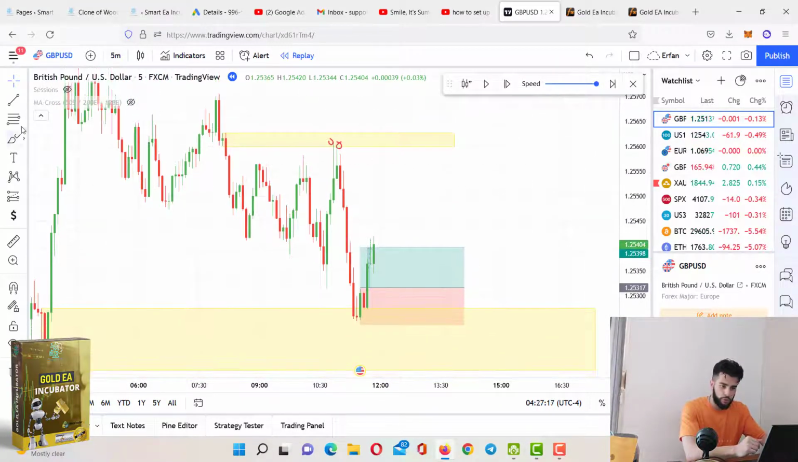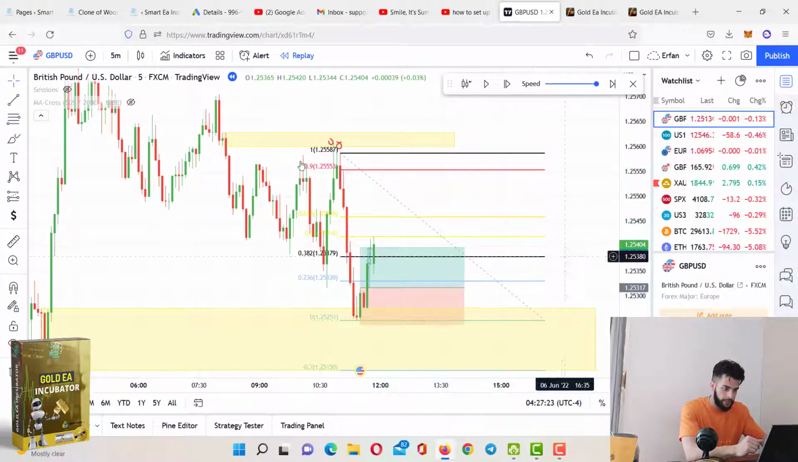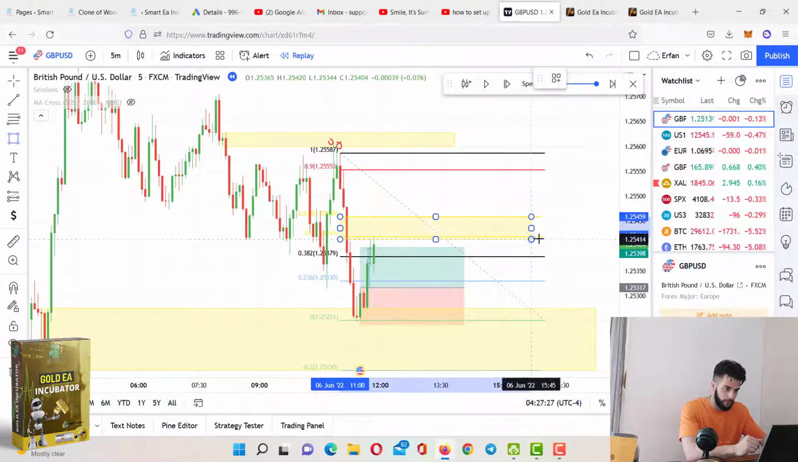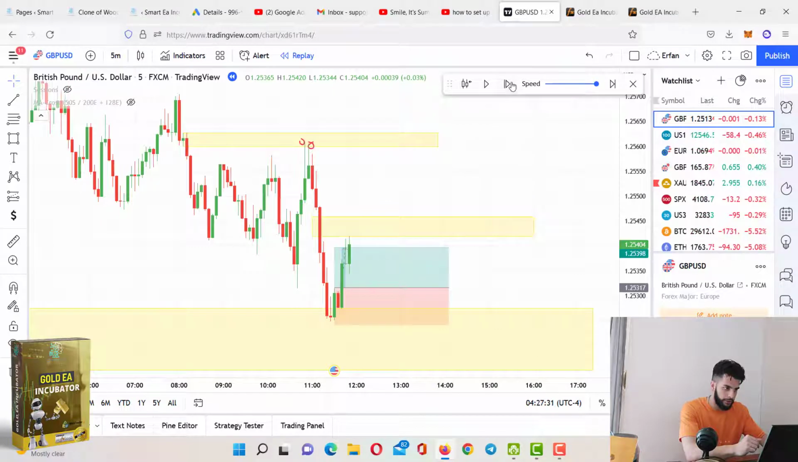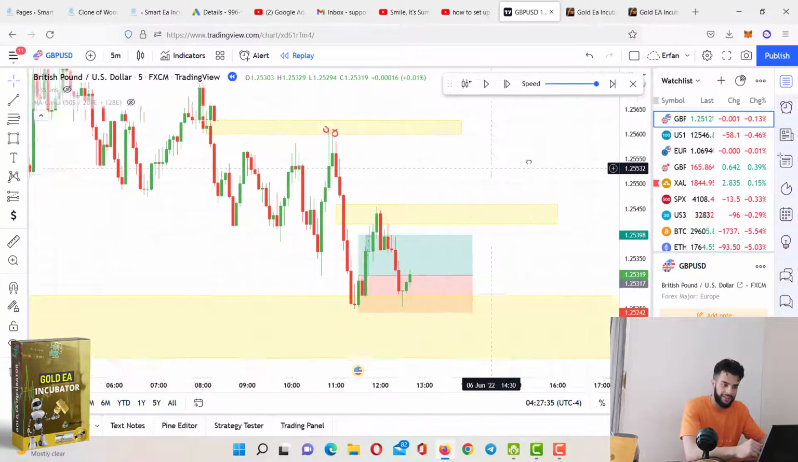And you can also use your Fibonacci level if you want to, from here where it started all the way to here, and you see that you have a golden zone right here. So this is the golden zone that we have, and I'm going to delete this. I'm going to see whether it's going to get respected or not. Yeah, as you can see, it literally got respected.